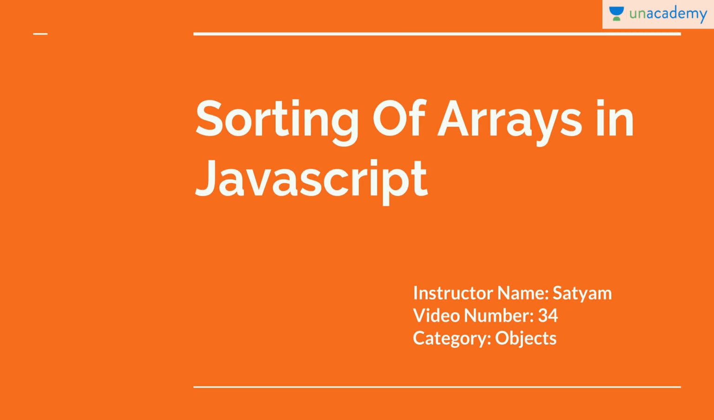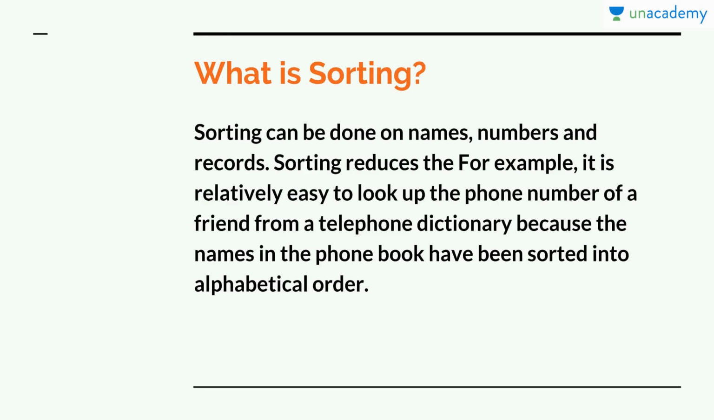But there are some methods available in JavaScript that will help us to sort a very large amount of data within seconds. So before diving into the actual code, let's see what is the exact definition of sorting. So what is sorting? Sorting can be done on names, numbers and records, because we have to deal with these data types. For example, it is relatively easy to look up the phone number of a friend from a telephone dictionary, because the names in the phone book have been sorted into alphabetical order.